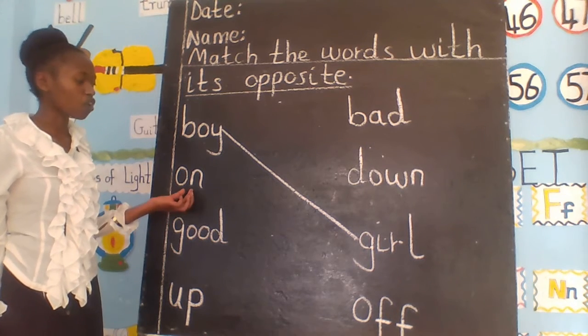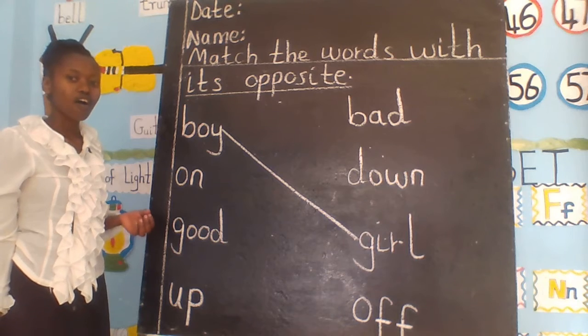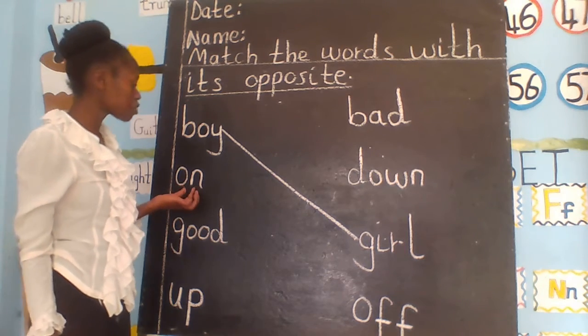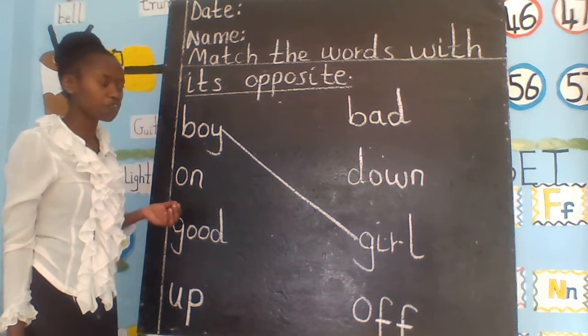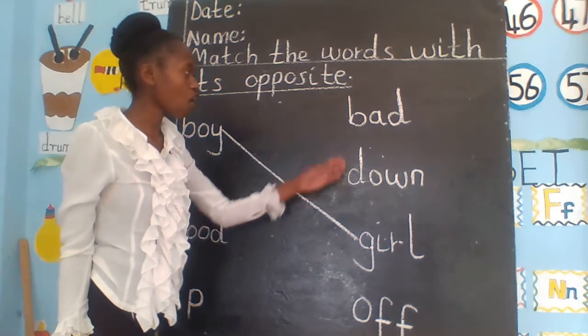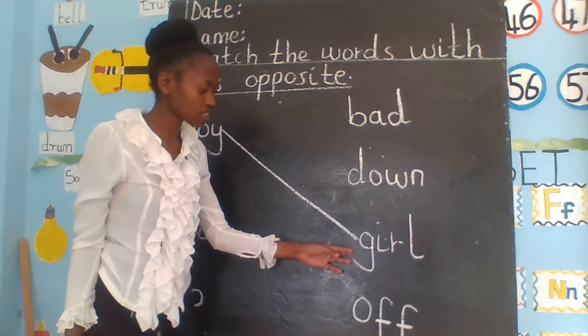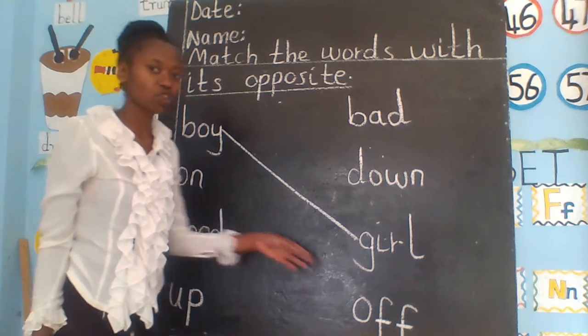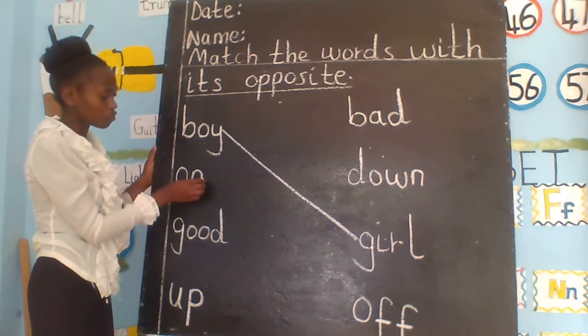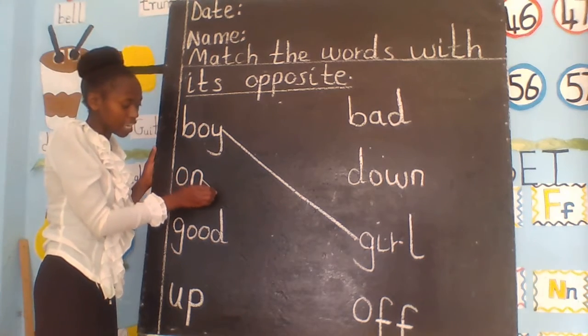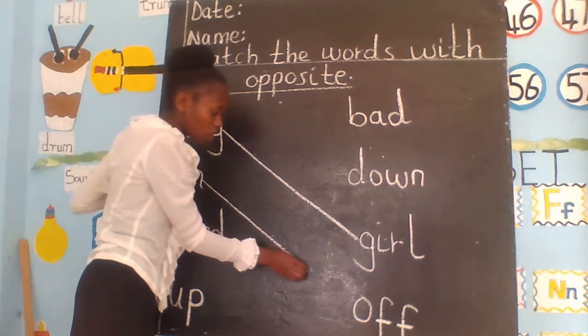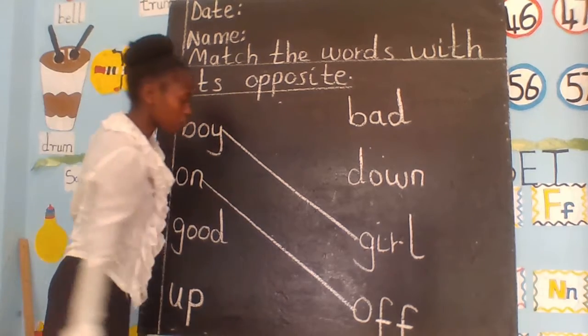The opposite of on is off. Good. So we have to find the word off. Is this one? No. This? No. This one? Yes. So we have to match. The opposite of on is off. You draw a line. You match.